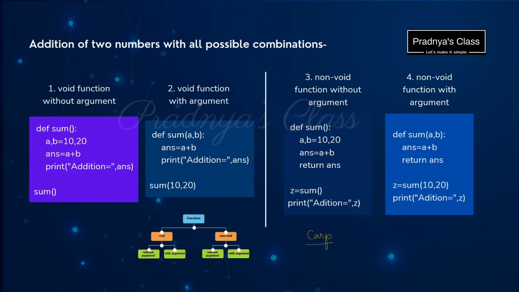Now let's write the functions for these 4 different types of categories. The first is void function without argument. Without argument means we are not passing anything to the function. That is fine. Now come to the function definition. Not passing parameter, so not accepting anything. Not accepting anything means function will take its own values. We initialize a and b, calculate something and print it here itself. Why? Because we are not returning any value to the main function, because it is a void function.